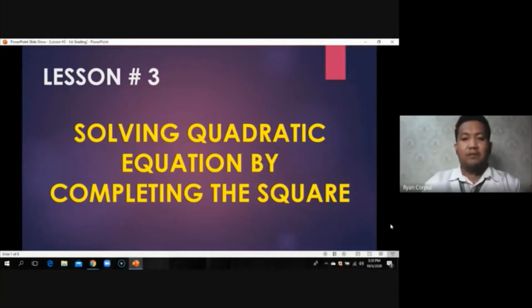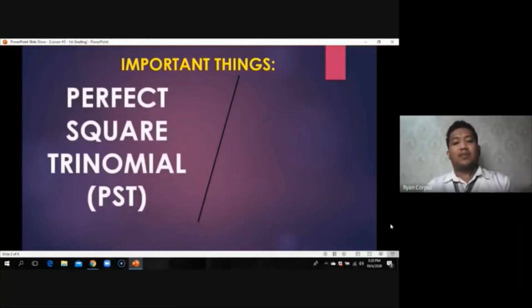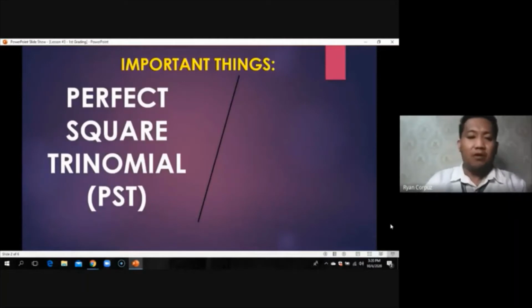So to start with, there are also important things that we have to take note of first in order for us to solve quadratic equation by completing the square. The first thing we are going to know is one important thing we call perfect square trinomial, o yung tinatawag natin na PST. So what are those we call perfect square trinomial?